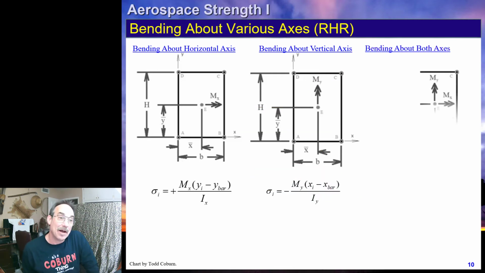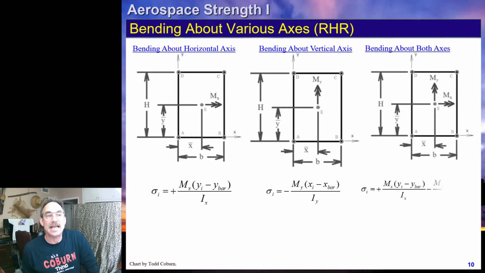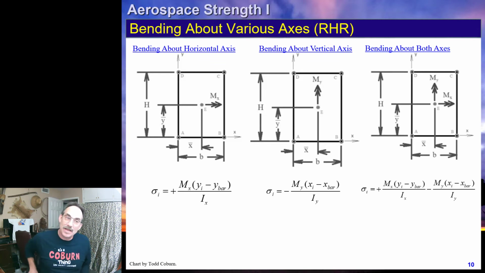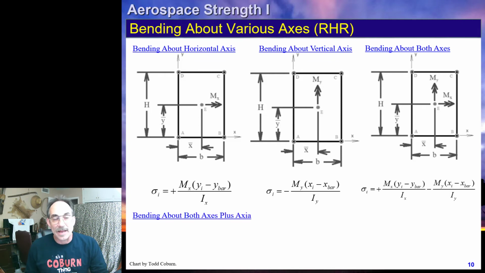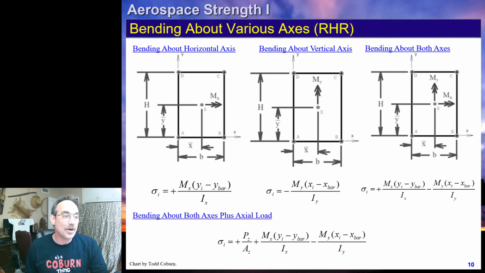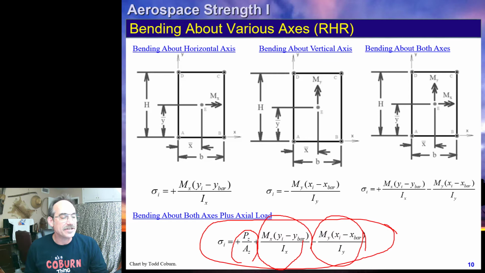If we have bending about both axes, we've got Mx and My. We simply add these two equations together, and the summation of those gives us the stress. We get a linear stress distribution about one axis and then a linear stress distribution around the other. If we had bending about two axes and an axial load, we will simply superimpose the P over A stresses on top of our bending stresses, one about the x-axis, one about the y-axis. And that's going to give us the total stress.